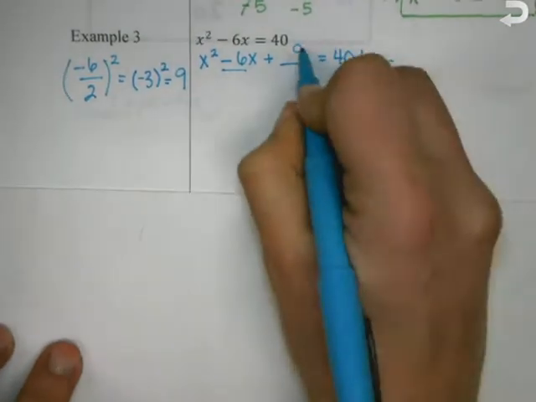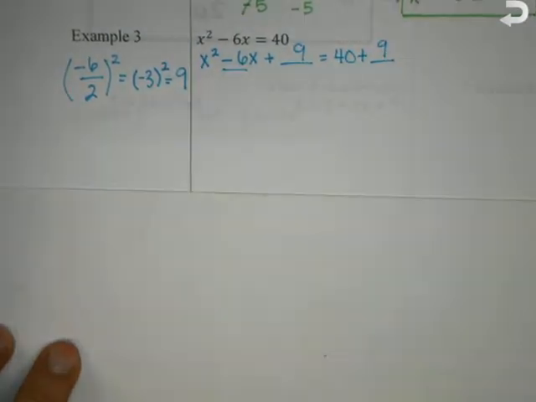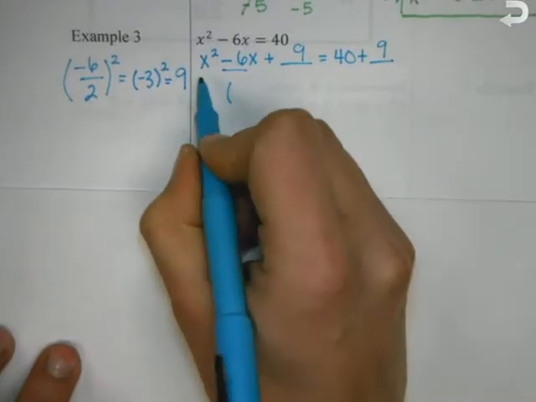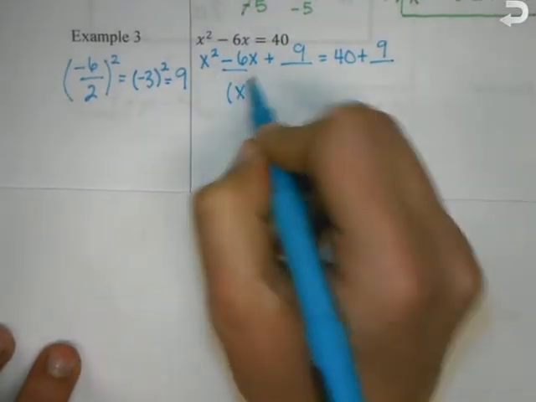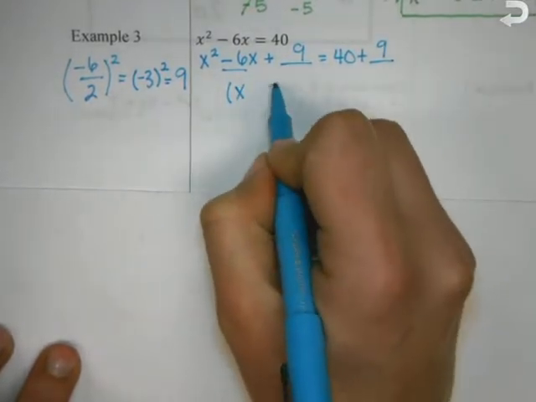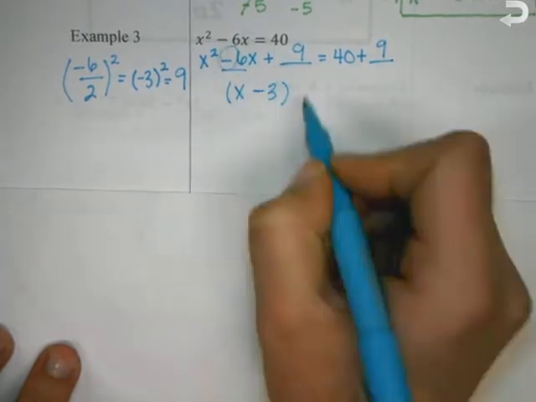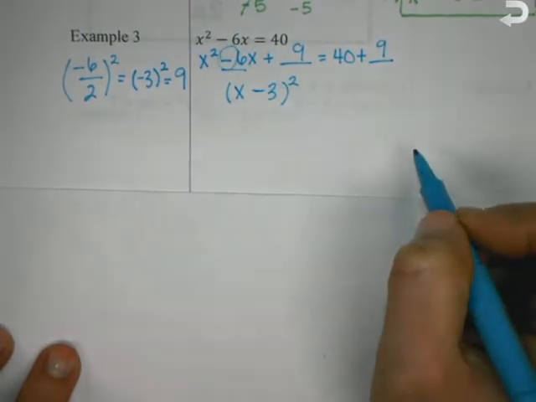Now this is a perfect square trinomial, so let's factor it. The square root of x squared is x. The square root of 9 is 3. The sign in the middle is negative. And then we raise the whole thing to the second power. Equals 40 plus 9 gives me 49.